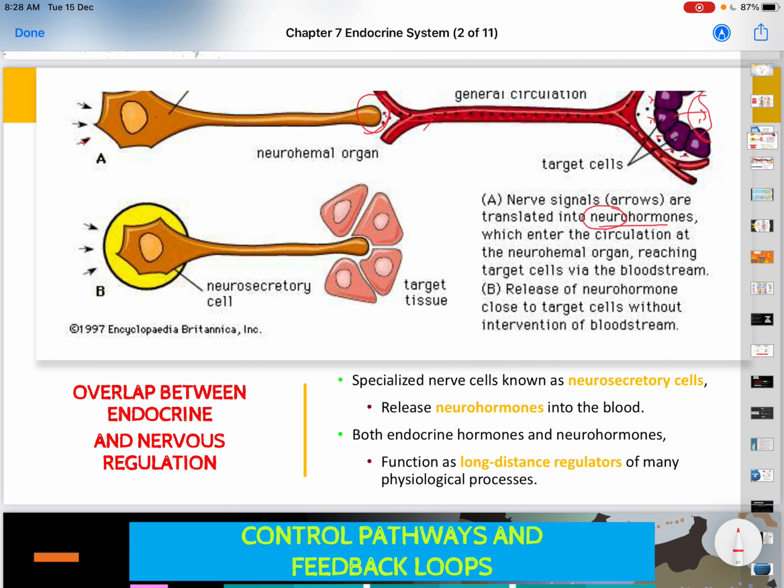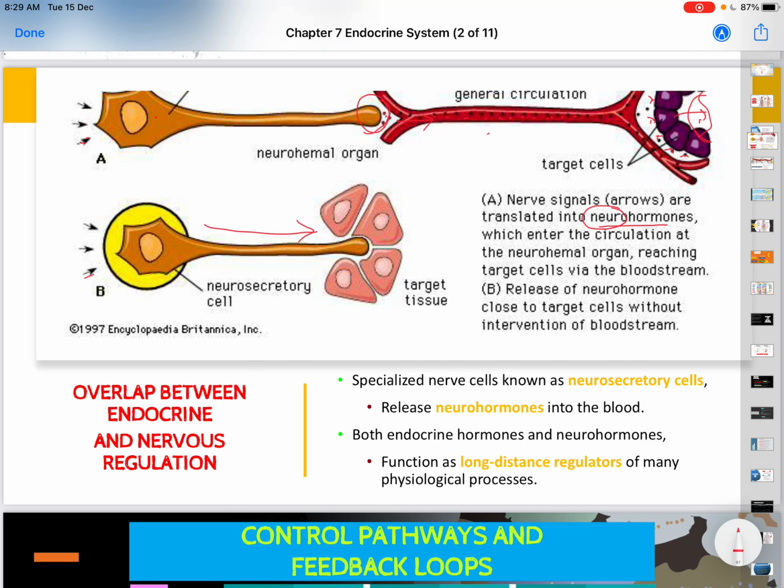And for B, release of neurohormone close to the target cell without intervention of the bloodstream. So there are two ways of regulation: either through the bloodstream, or not involving the bloodstream, where the signal just passes through to the target tissue. So let's see the description below.